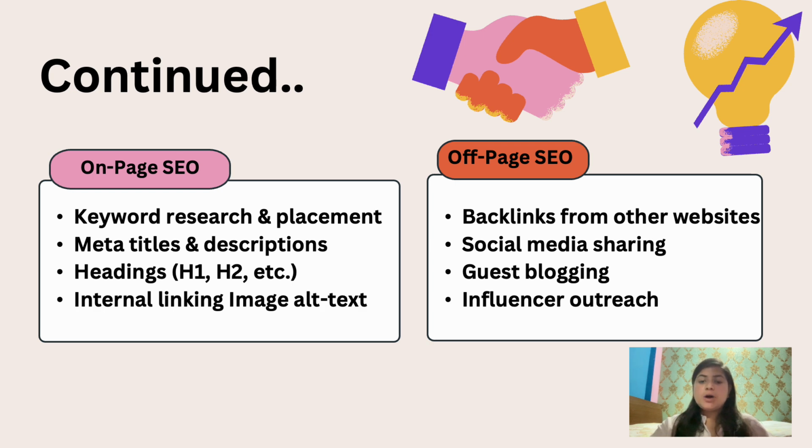Now, talking about off-page SEO. Off-page SEO focuses on building your site's authority and reputation externally. One of the most important aspects is backlinking, when other reputable websites link to your content. Other tactics include social media sharing, guest blogging, influencer outreach, and so on.